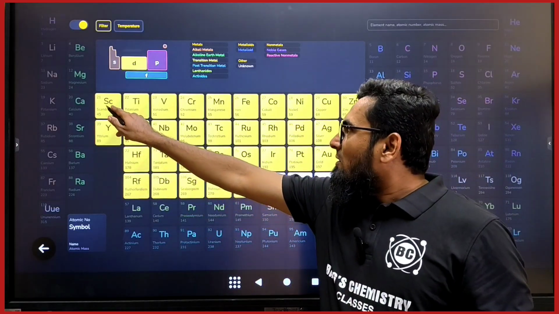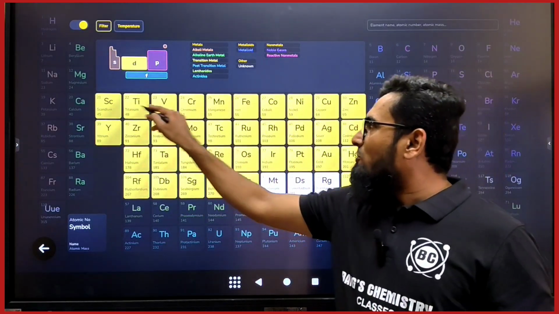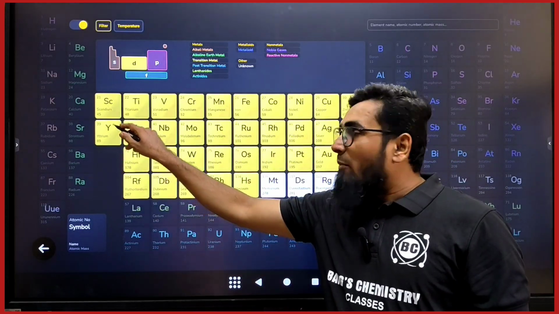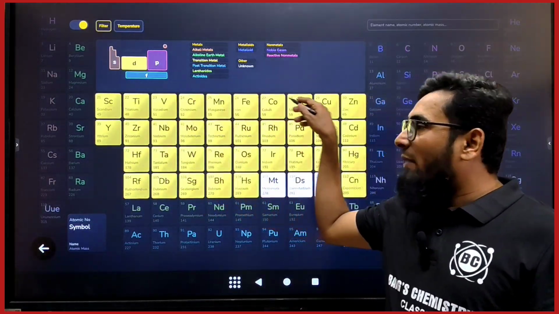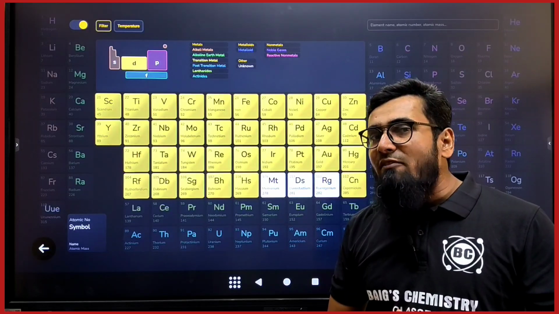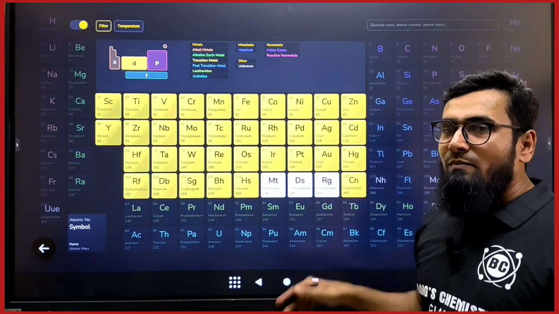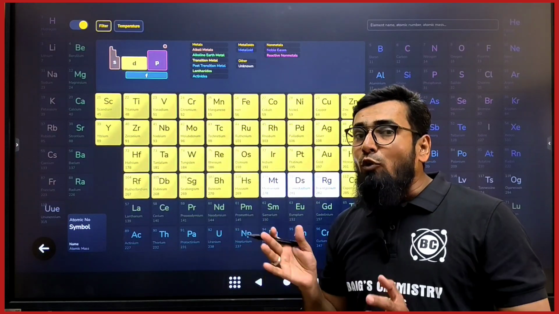Okay. So D block scandium to zinc, this constitutes one series. This is one row which is called the 3D series, because in these elements the 3D subshell is being filled. It is called 3D series. Then yttrium to cadmium, this is the second row, that is nothing but the 4D series.